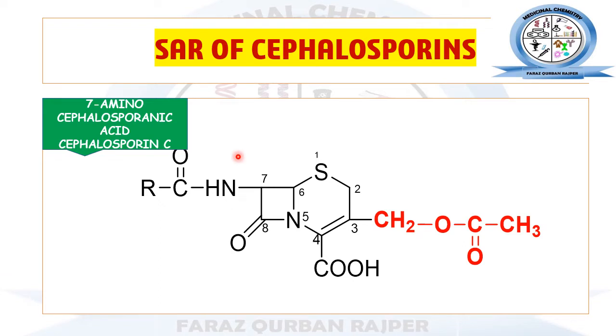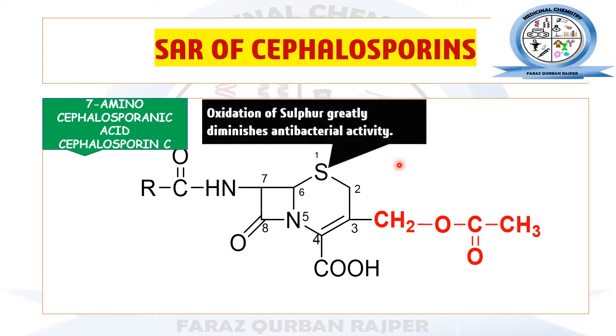Now let's discuss the SAR of cephalosporin by considering the basic ring skeleton, that is the 7-aminocephalosporanic acid. Cephalosporin C has been identified from the 7-aminocephalosporanic acid ring nucleus, and it has the acetoxymethyl group at the 3rd position.